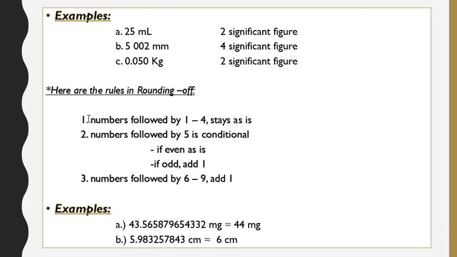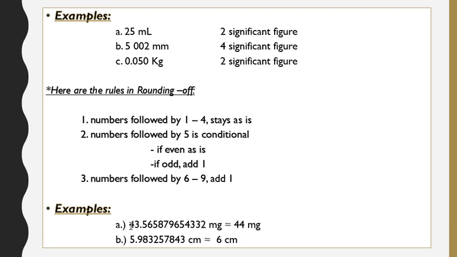First one, numbers followed by 1 to 4 stay as is. Numbers followed by 5 is conditional. If even, as is, we don't change it. If odd number, for example 3, 5, 7, we will add 1. If numbers followed by 6 to 9, you have to add 1.